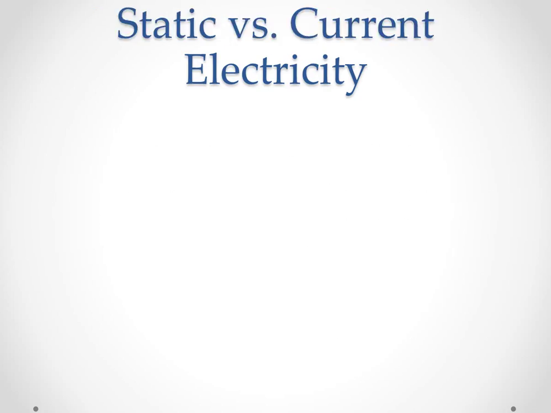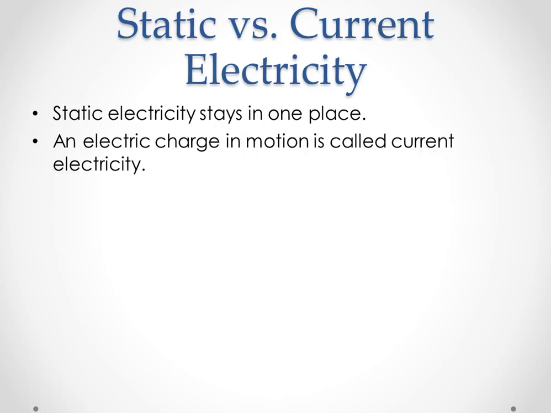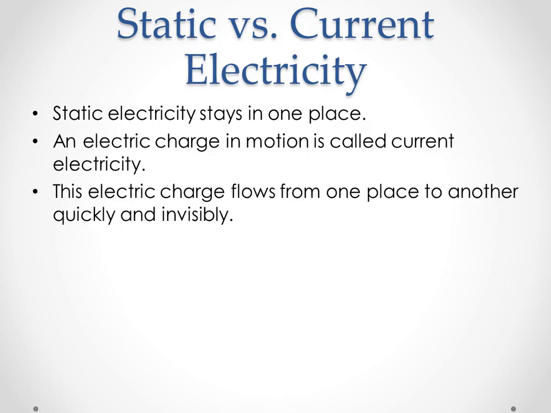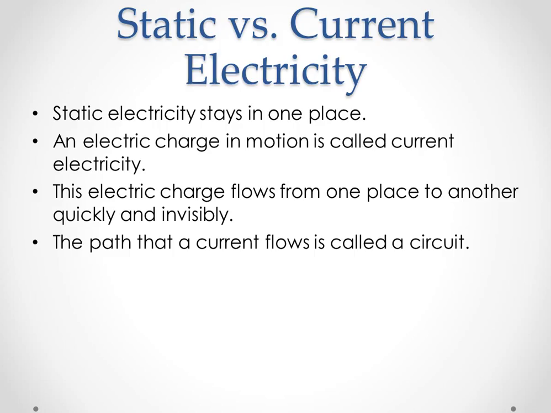Let's first start by talking about how static and current electricity are different. Static electricity stays in one place. That's why it's called static. An electric charge in motion is called current electricity. This electric charge flows from one place to another quickly and invisibly. You can't see this charge moving, but it does move from place to place. The path that current flows is called a circuit.